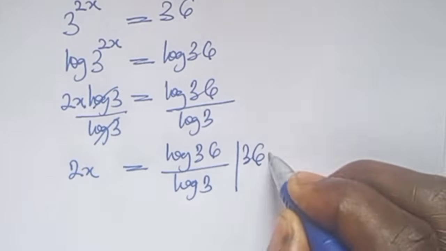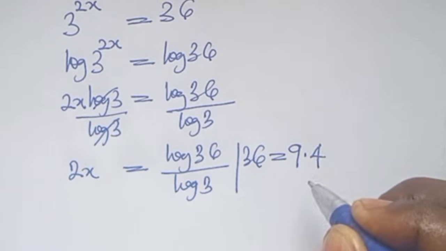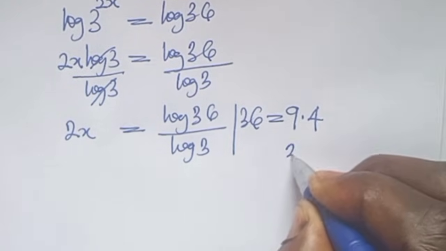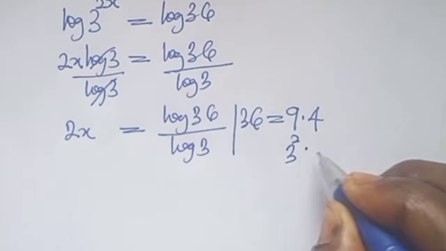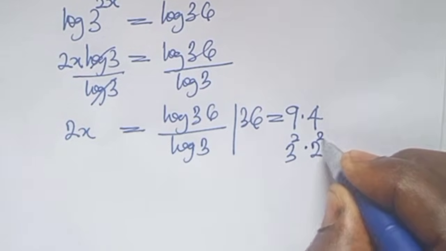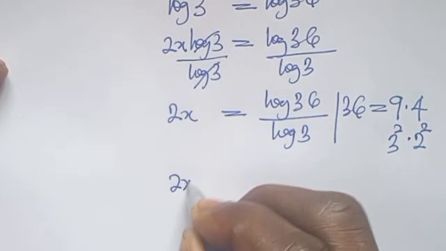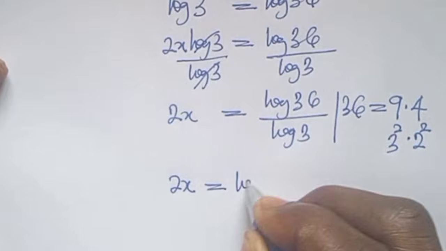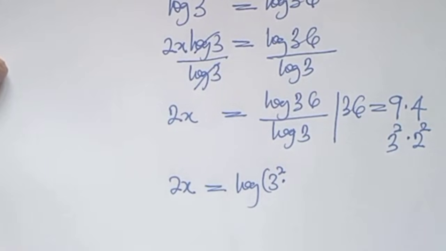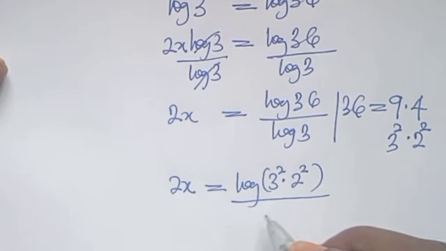So 36 can be written as 9 times 4, and 9 can be written in index form as 3 to the power of 2, and also 4 can be transformed to 2 to the power of 2. So the next line becomes 2x will be equal to log 3 to the power of 2 times 2 to the power of 2, close the bracket, all over log 3.